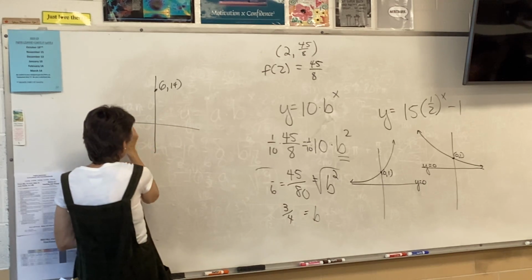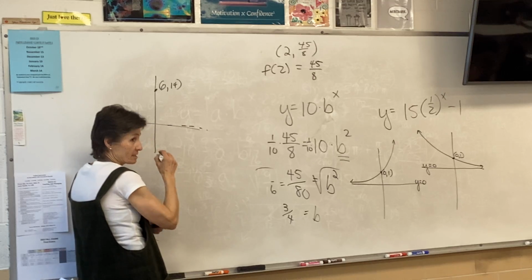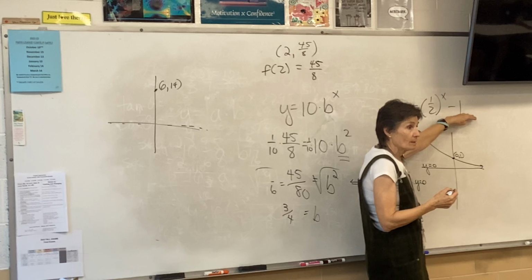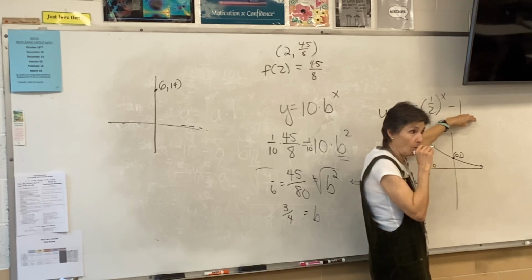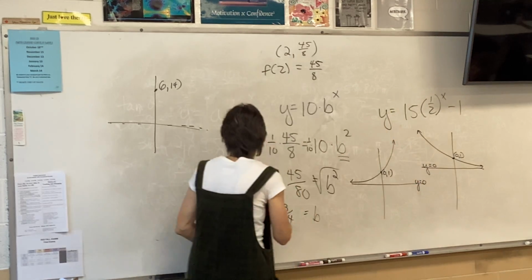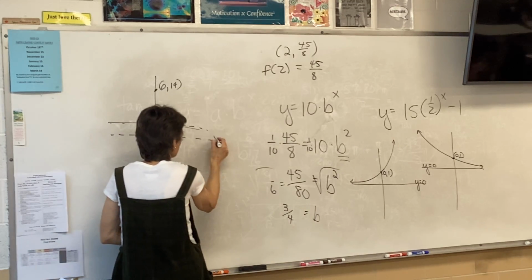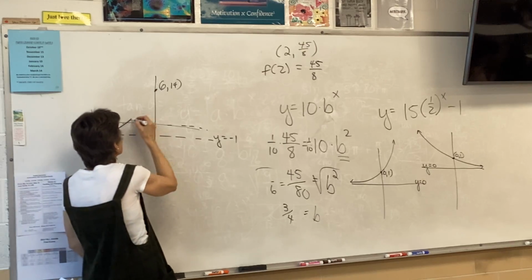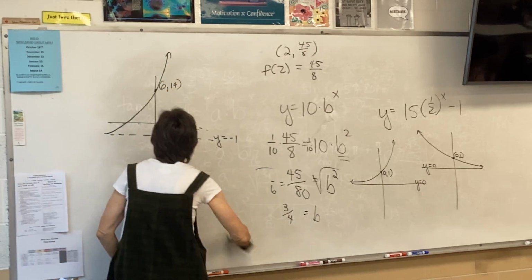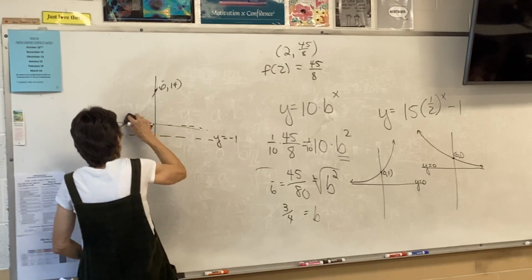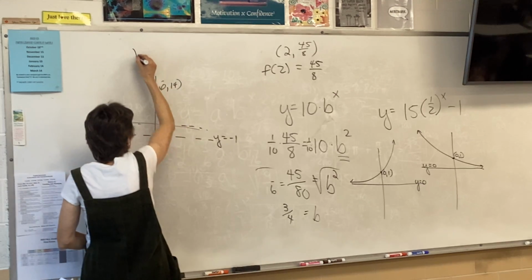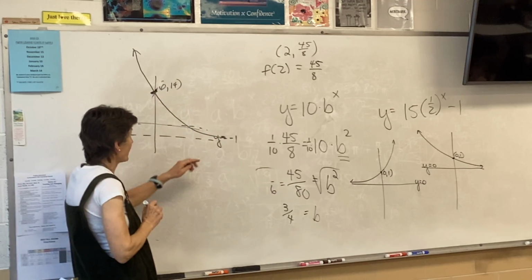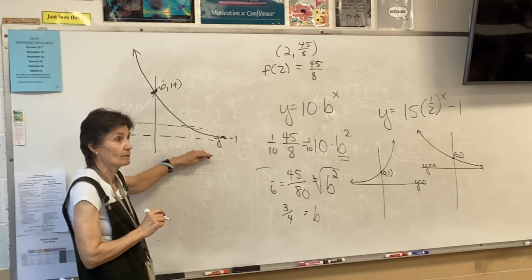Now, my normal asymptote is supposed to be at 0, but what have I done in this picture? I brought everything down 1. So my asymptote is actually down here at -1. And then, oh, it's going down, sorry. It looks like this. Now, you didn't have to graph it, but you had to find the y-intercept and you had to find the asymptote.